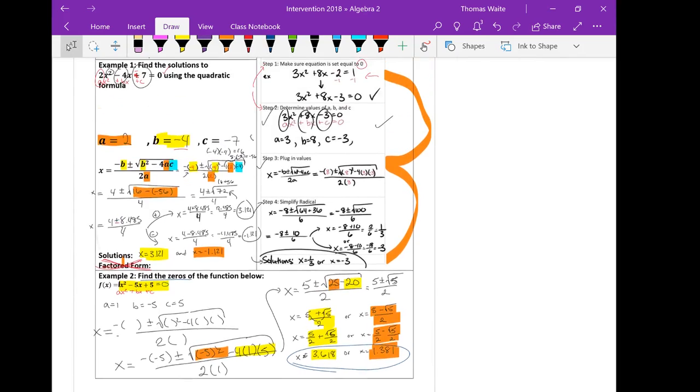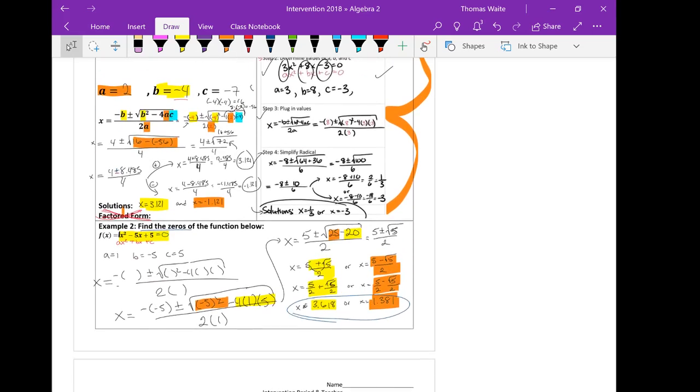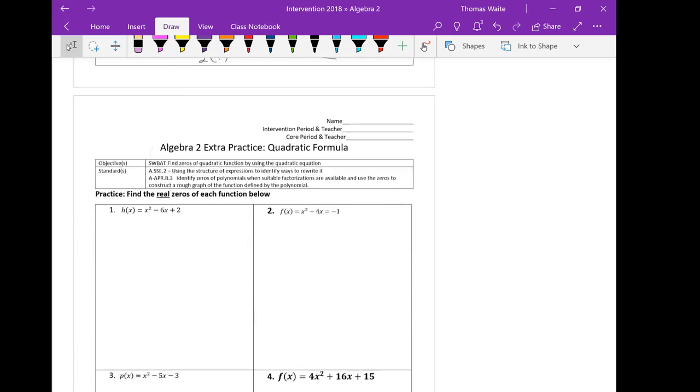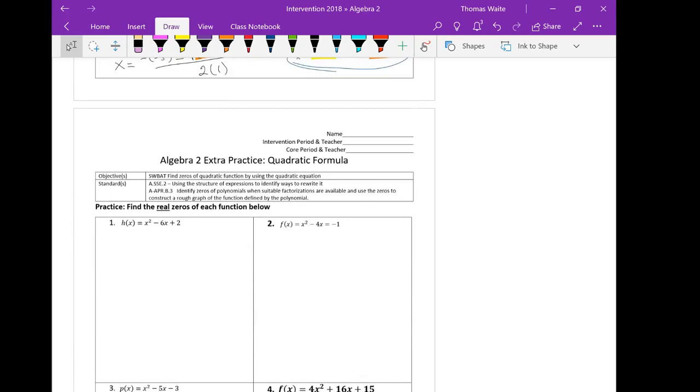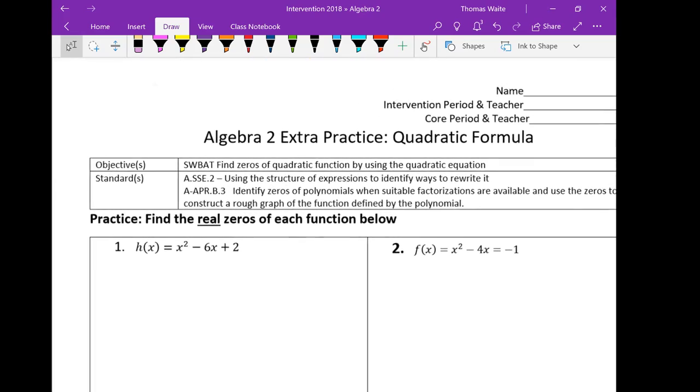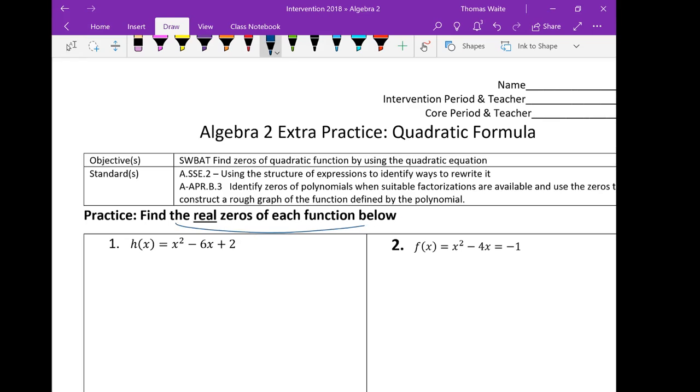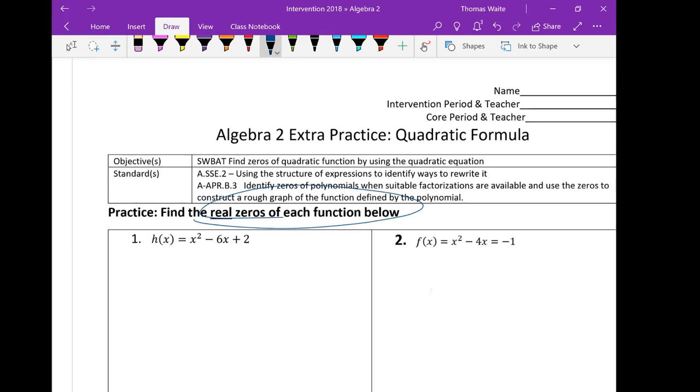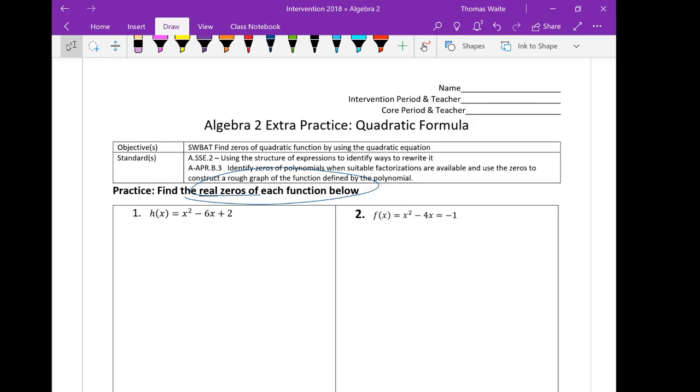Make sure you've taken your notes. In your binders, keep track of which ones you've done. On the back side, this is our practice on the quadratic formula. It says find the real zeros of each function below. So we've seen a good amount of examples. Notice over here, there's this case where this is kind of an issue.